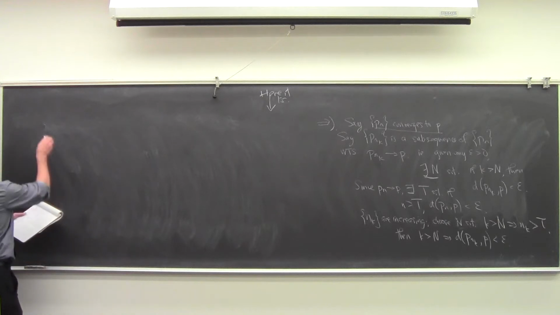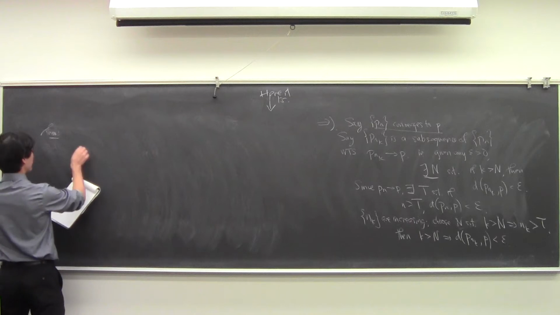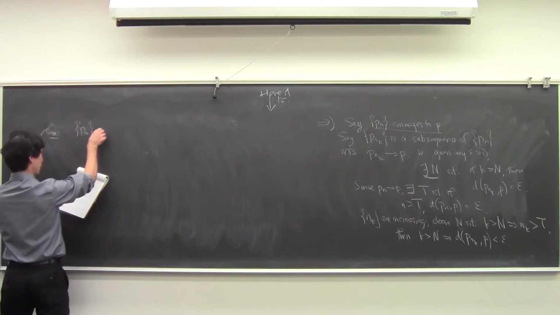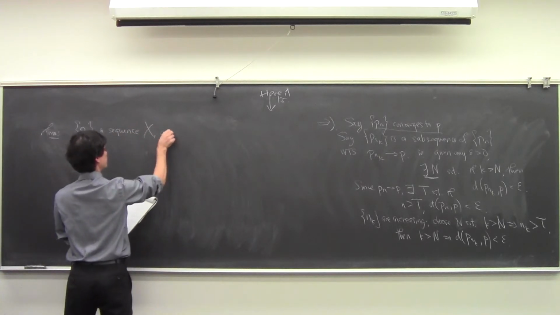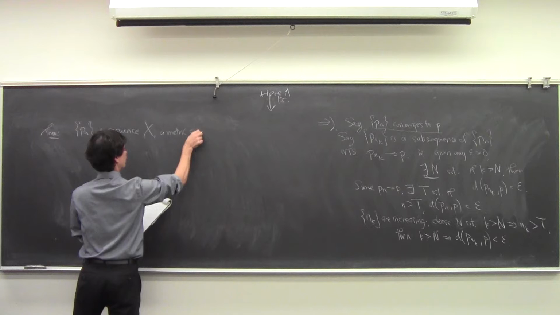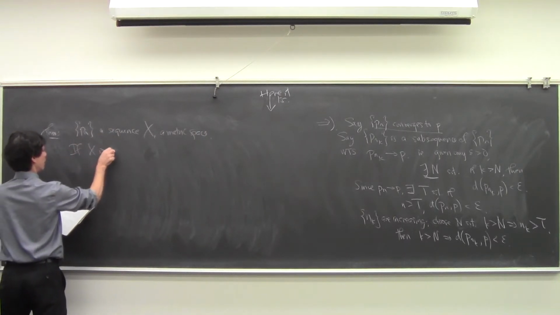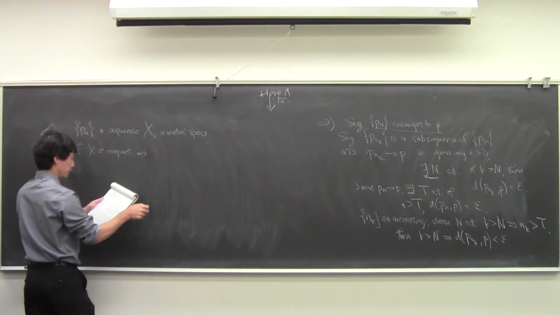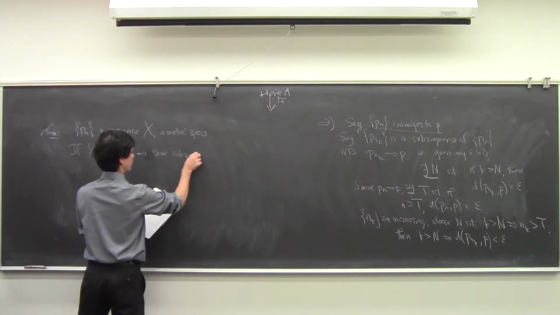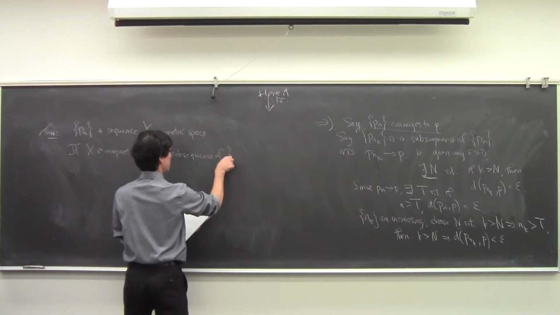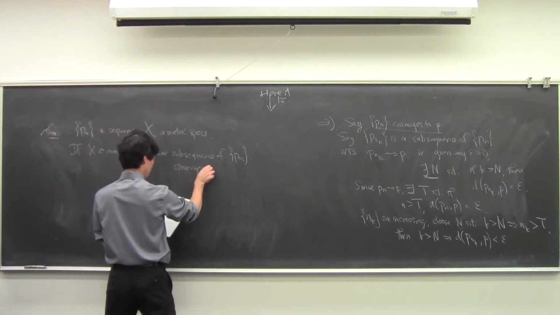Second fact about subsequences. So you have p sub n, a sequence in a metric space X. If X is compact, then some subsequence of p sub n converges in X.